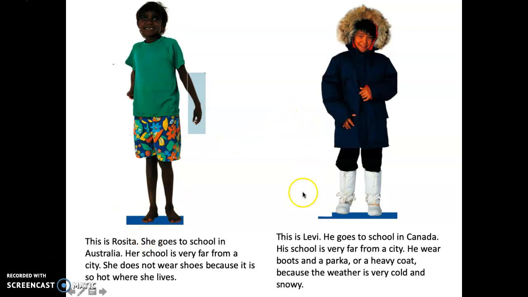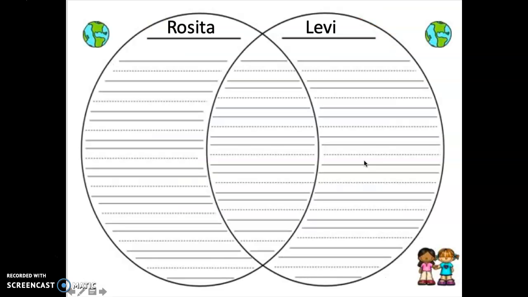Now let's look at Levi. This is Levi. He goes to school in Canada. His school is very far from a city. He wears boots and a parka or heavy coat because the weather is very cold and snowy. Looking at the picture, I see he's also a student and a child. He looks happy and he goes to school, but I can see his clothes are very different because the weather is very different.